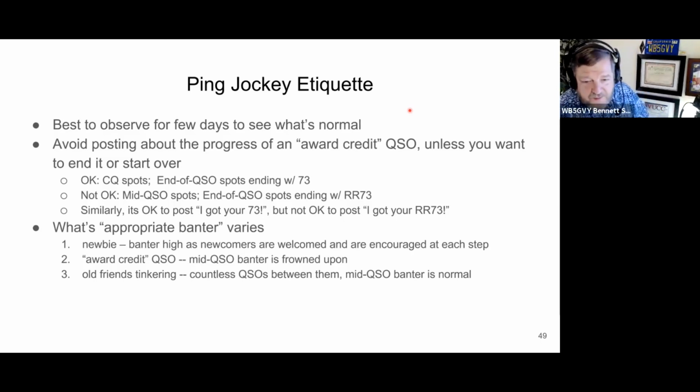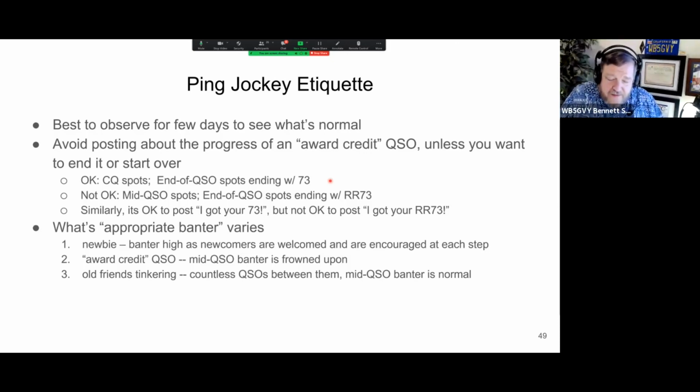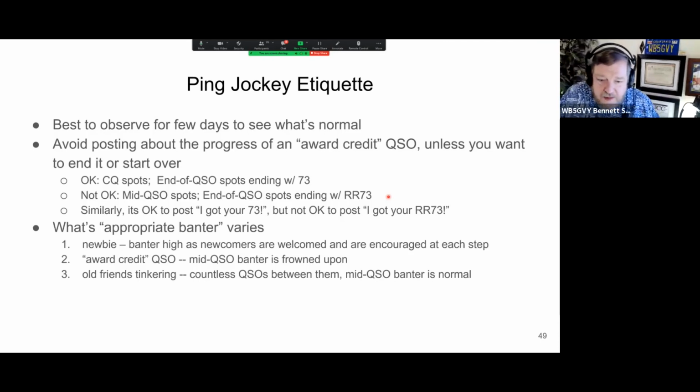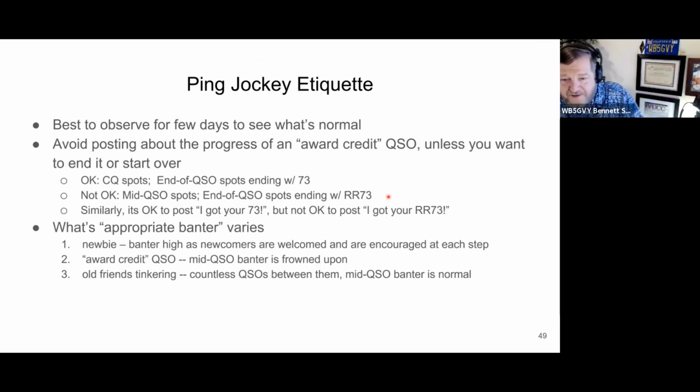Basically there are some things that are okay. It's okay to post those CQ spots, and it's okay to post after a QSO to say 73, but you don't want to post any mid-QSO spots, and you really don't want to post mid-QSO spots if they include RR73. The problem with that is it's considered that you acknowledge that you got his Rogers, and you're not supposed to do that out of band, if you will, on the 6 meter Meteor Scatter QSO.